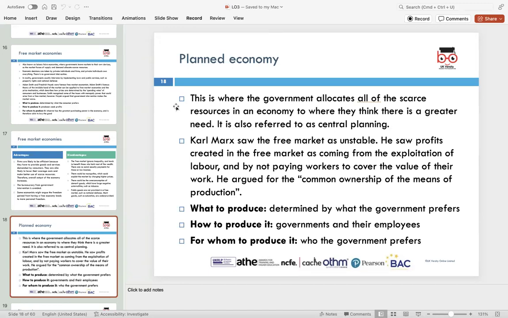The decision of what to create is based on the preferences of the government. So, the method of production is established by the government. It is the government's preference to provide it for whoever it deems appropriate.